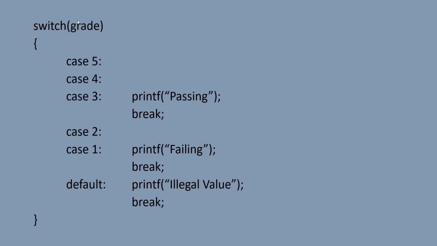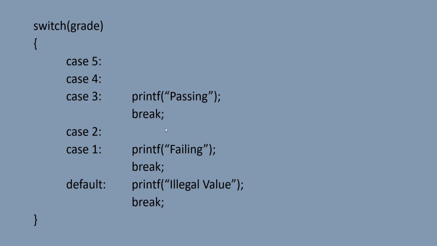So we are given a grade 1 through 5. Let's say we put in case 5. So there's nothing to print here. So you don't have to write the printf or the break statement. And it goes to 4. There's nothing to write here. No printf statement, no break. And then you get to case 3, and then it prints passing and breaks out. So what it's pretty much saying is that 5, 4, and 3 are passing grades. So if you put 5, 4, 3, it's gonna print out passing, and then it's gonna break out.